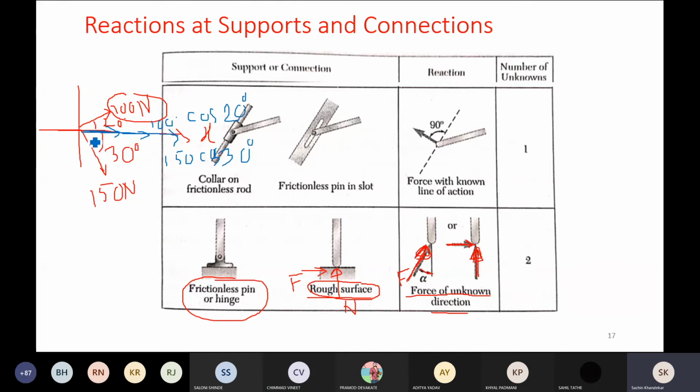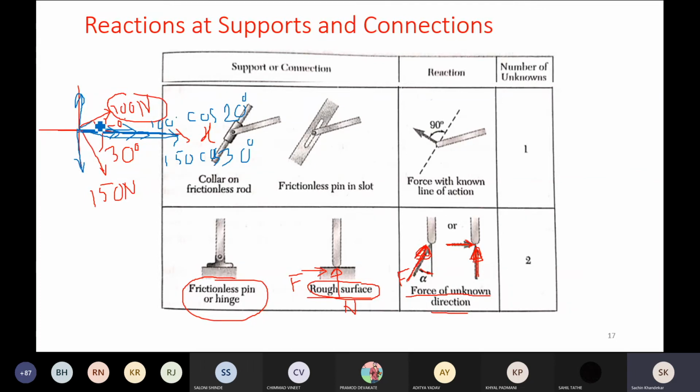Now see, what are their lines of action? Lines of action are same along x-axis. So what we did, we resolve this 100 Newton force along this y-axis and then x-axis. Similarly, we resolve this 150 Newton force along x-axis and along y-axis, something like this. Are you getting what I'm saying?